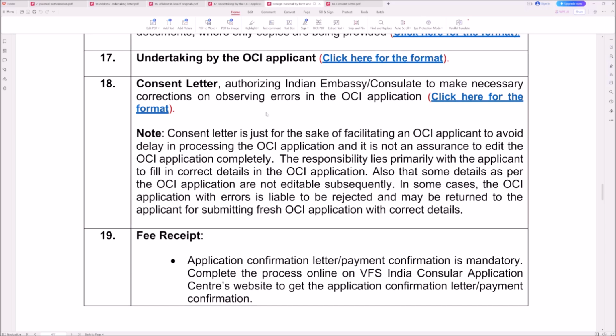Now another thing I want to mention is the checklist is most often updated by the VFS. Maybe tomorrow, after 2 months, they would mention that the consent letter needs to be notarized. So they will mention notarized consent letter. In such a case, you need to also notarize the consent letter. But currently, as of June 2024, the consent letter need not be notarized. So that you need to remember.